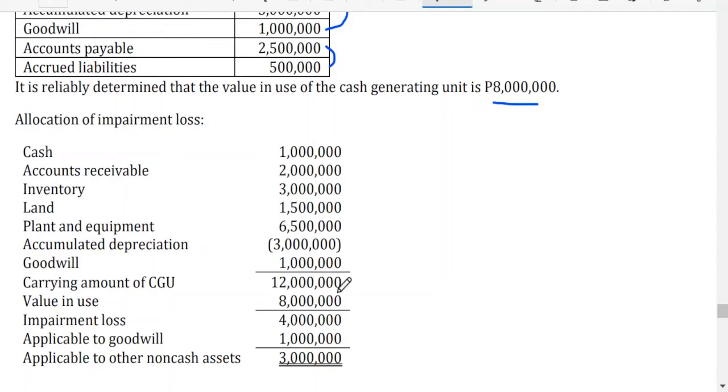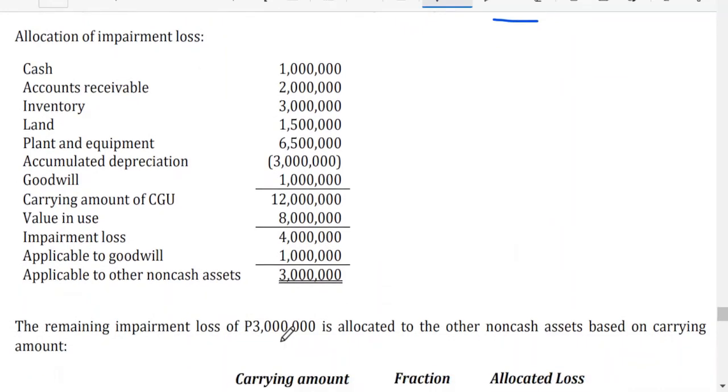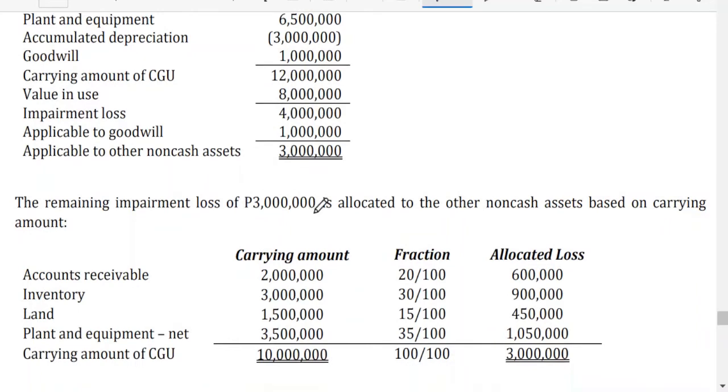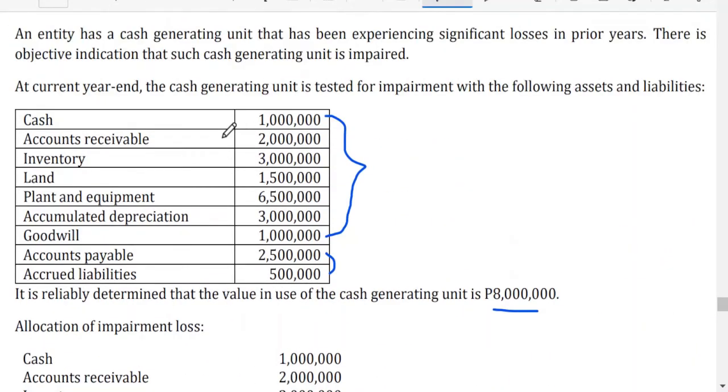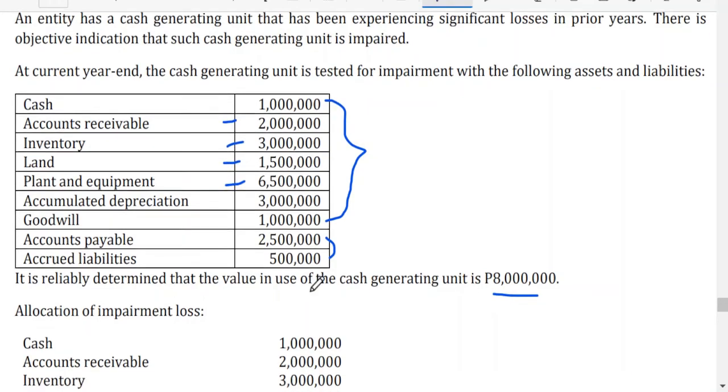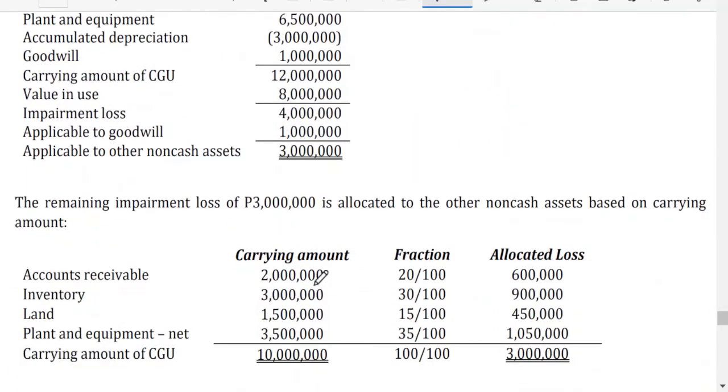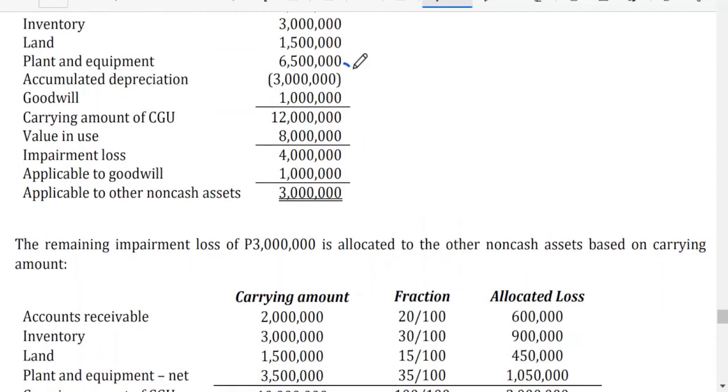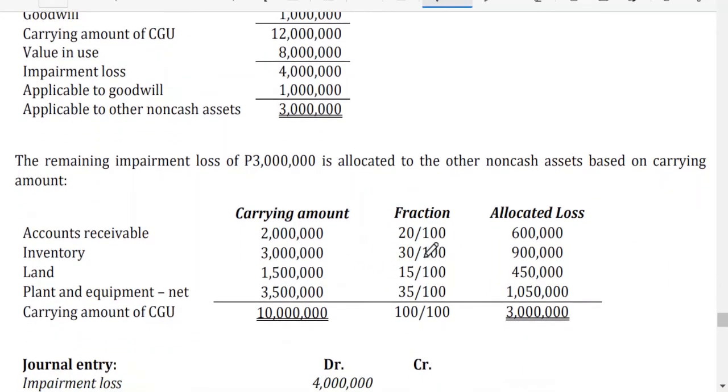Since we have an existing goodwill, we will apply the 1 million goodwill first, and the excess will be allocated to the other assets. So the 3 million will be allocated to the accounts receivable, inventory, land, and then plant and equipment. Here your accounts receivable is 2 million, inventory 3 million, land 1,500,000, and the plant and equipment is 3,500,000, which is the net of your plant and equipment and accumulated depreciation. And we have here our fraction. Then multiply this by 3 million, this would be their allocated loss.